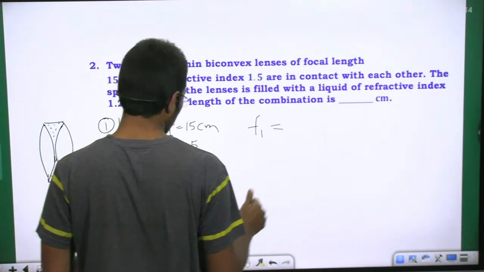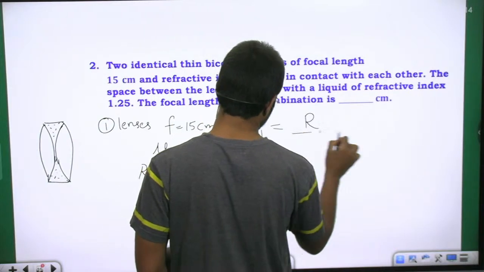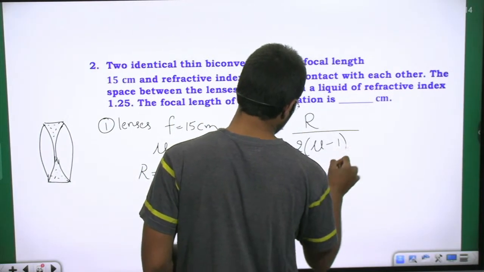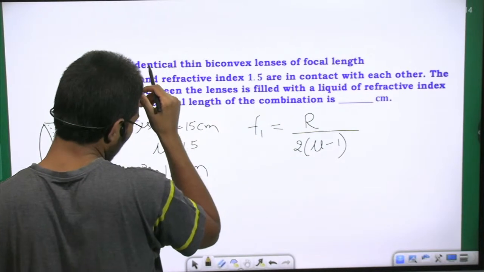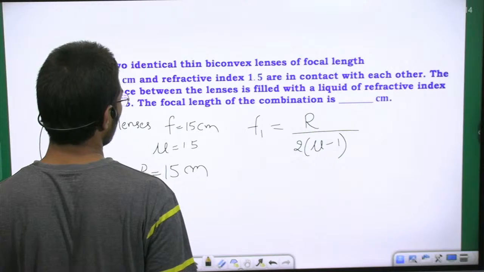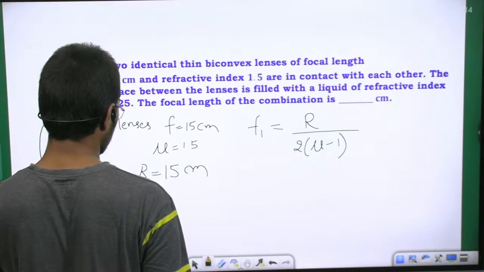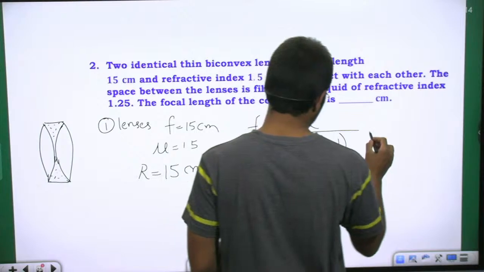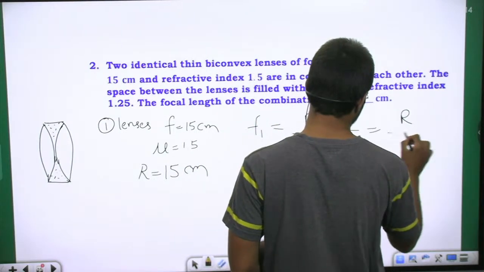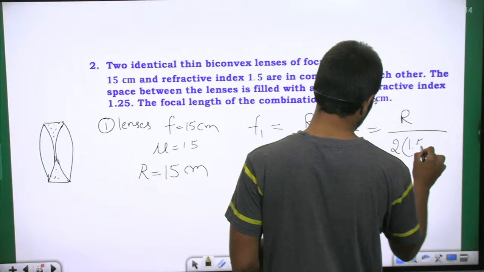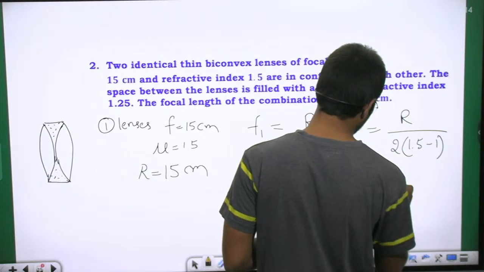That is R by 2 into (mu minus 1). I am writing this in straight notation. You can derive it as well, but we cannot derive the entire formula while solving the question. So this is a standard notation that we generally follow. So R by 2 into (1.5 minus 1), which is equal to R.